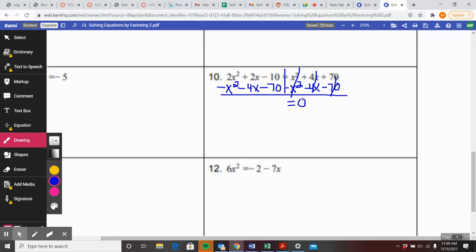Now you just add or subtract straight down. So this is 2 minus 1. What's 2 minus 1? 1. 2 minus 4 is negative 2. Negative 10 minus 70 is negative 80. Now you can factor.